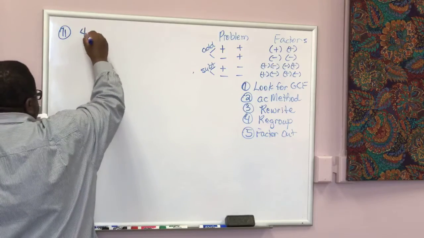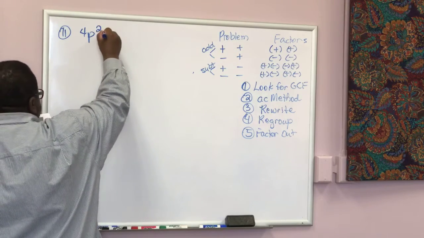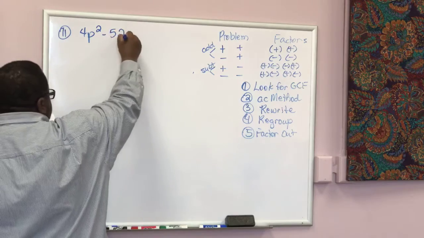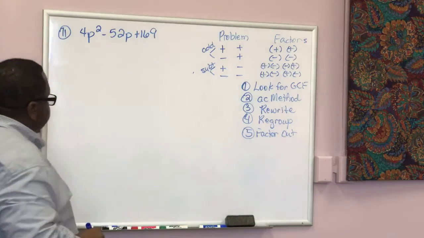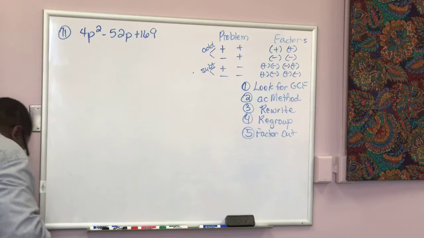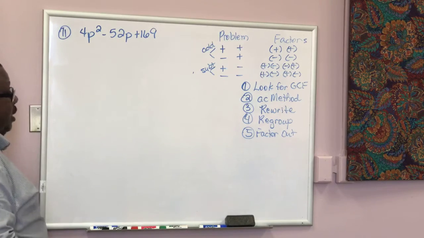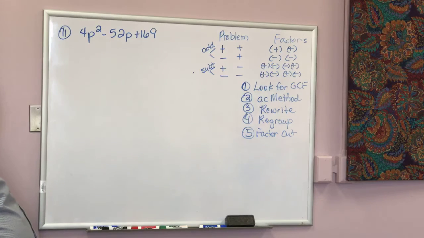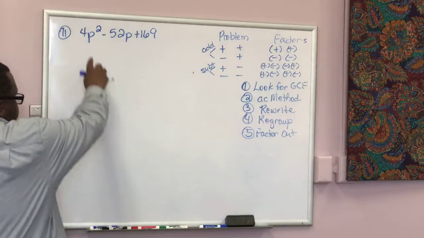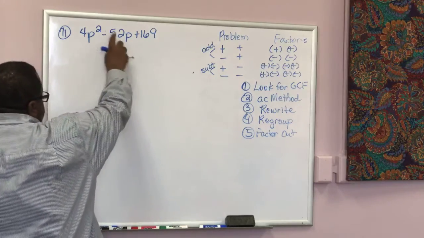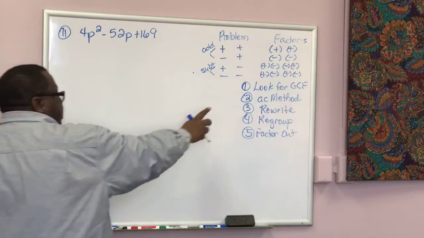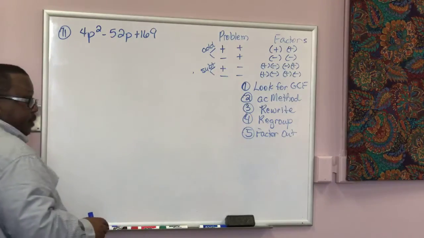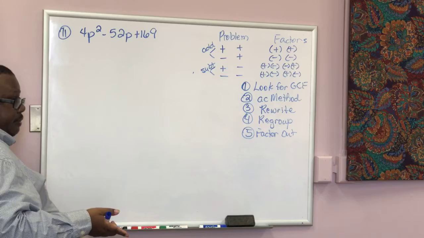We have 4p to the second power minus 52p plus 169. All right. So our first thing to do is look for what again? A GCF. Do we have anything in common in that problem from the start? No, we don't. They're not sharing a variable. 4, 52, and 169 don't have anything in common either. So let's bump down to the next step. Let's go to step 2. Let's use the AC method to figure out what our first is going to be.